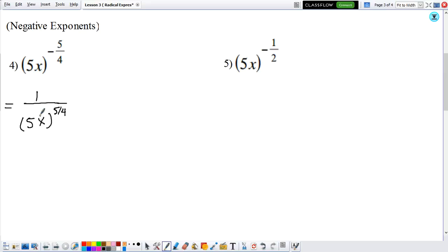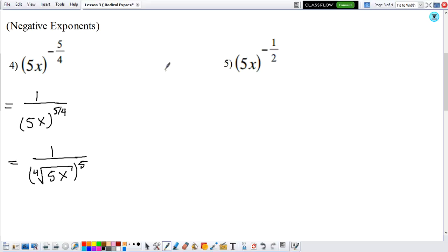And now that we have this form, we can just do what we were doing previously. 1 over, what's my base? 5x. We have to put a root next to it. Remember that my denominator is my root, and here the denominator is 4. So that means I have a 4 root. The numerator is 5, so everything needs to be raised to the 5th exponent.